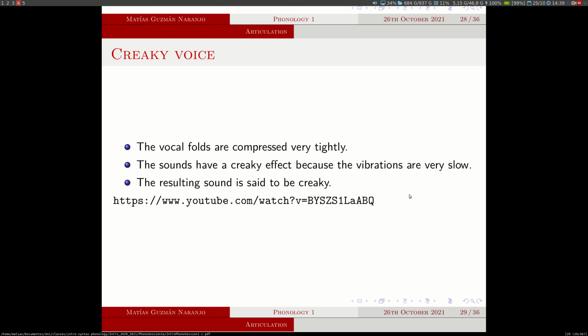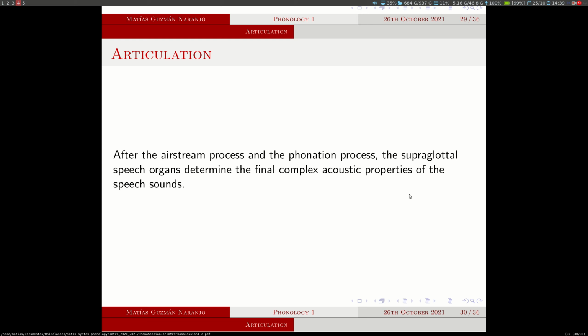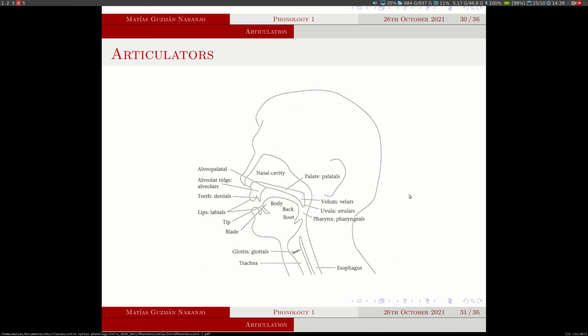Now, finally, we come to the articulation, which is what happens after the airstream process and the phonation process have happened. So the supraglottal speech organs determine the final complex acoustic properties of the speech sound. And here's a diagram for the supraglottal organs. You have quite a few. We will discuss them in more detail in the next video. But everything between the pharynx here and the lips can play a role.